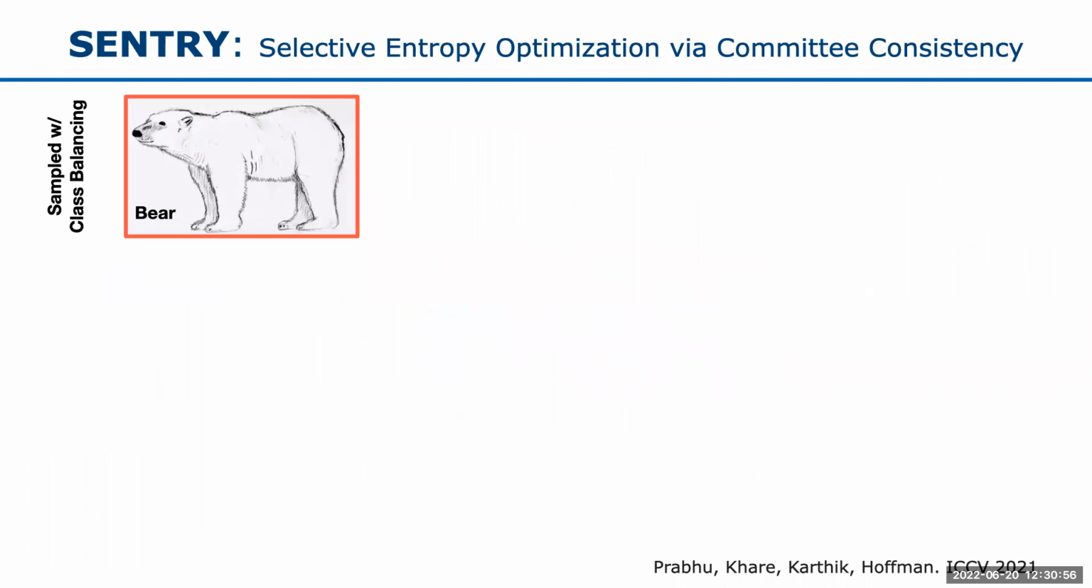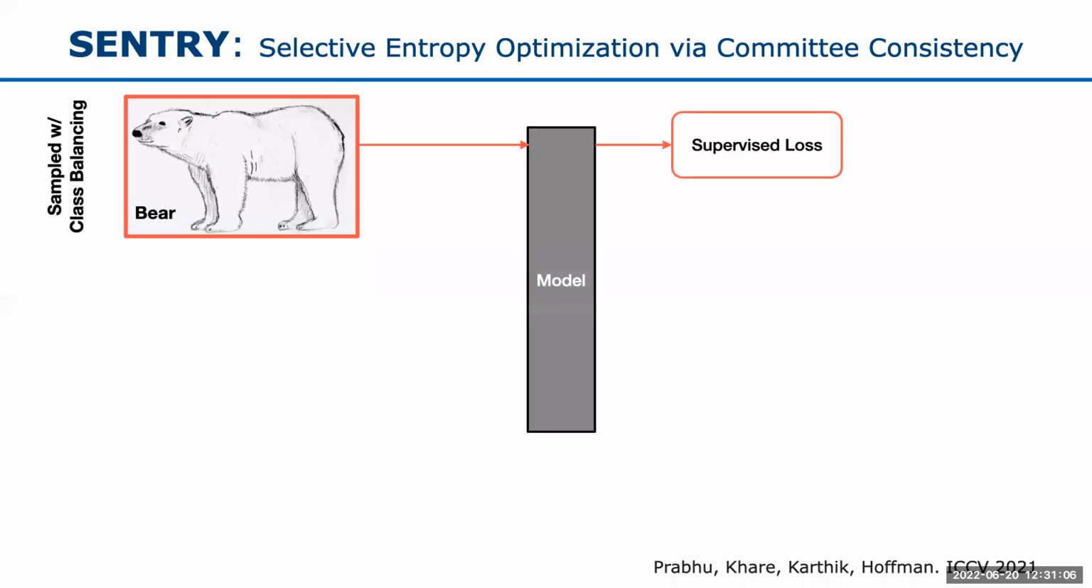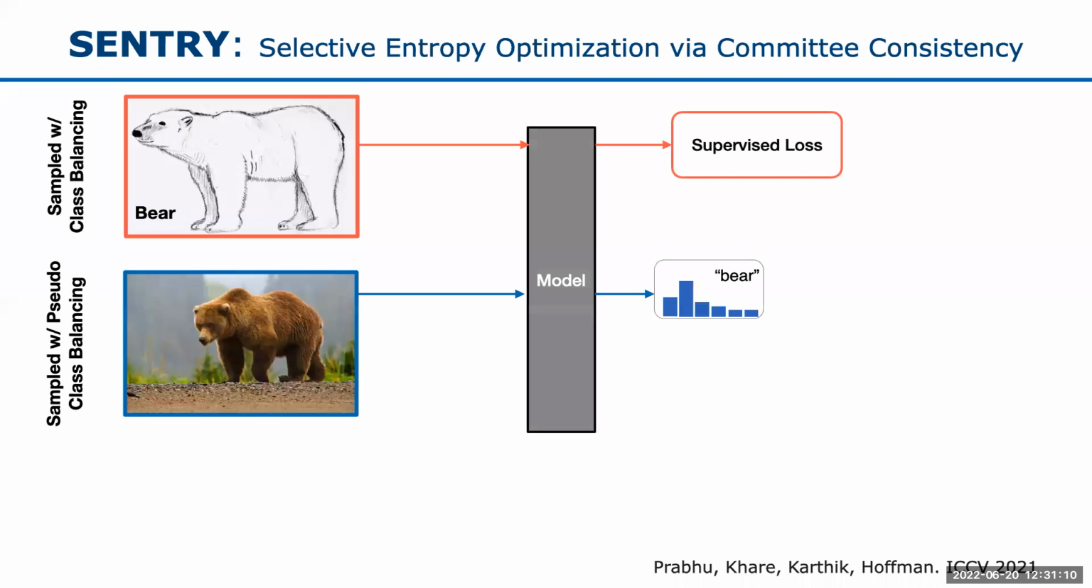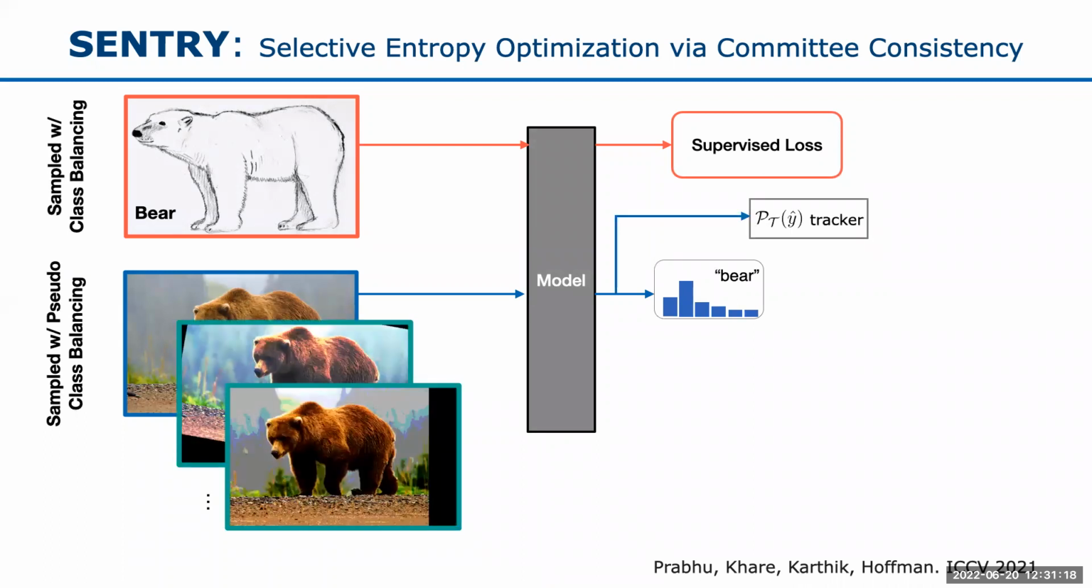So here's how the algorithm operates. First, you start out by sampling a labeled source image, in this case a sketch of a bear, and optimize a supervised loss. And then you sample an unlabeled target image and get a prediction from the model. In this case, it also predicts that it's a bear. We then apply a committee of label preserving data augmentations to generate these images that you see here and get predictions from the model. And you'll notice that the model prediction in this case actually changes to dog.